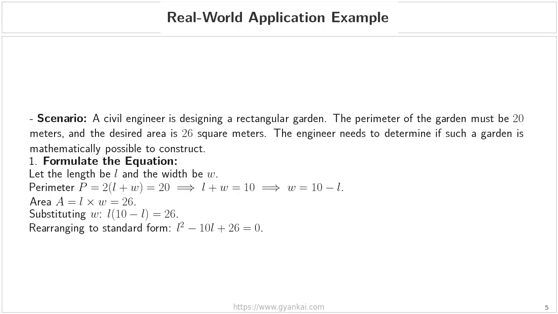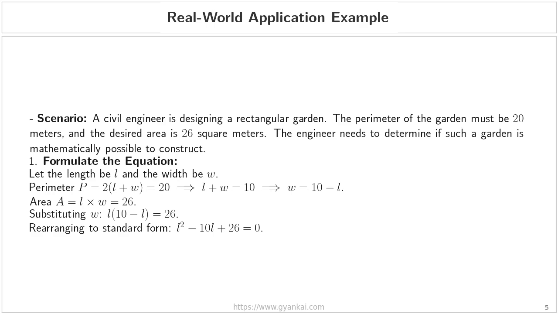First, we need to formulate the equation. We'll start by letting L represent the length and W represent the width. We know the formula for perimeter, P, is 2 times the quantity L plus W, which equals 20. If we divide both sides by 2, we get L plus W equals 10. From this, we can express the width in terms of length, so W equals 10 minus L.